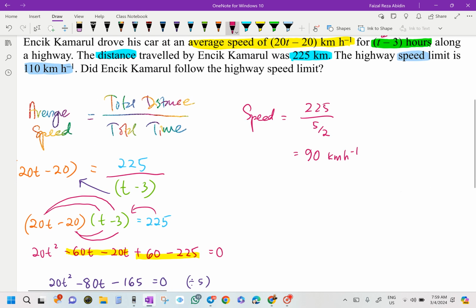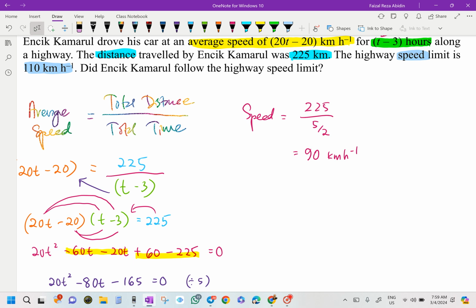The question: did Encik Kamarul follow the highway speed limit? Yes or no? That's going to be your final answer. Yes, you can write it in full. Yes, Encik Kamarul followed the highway speed limit, because he has 90 km/h.